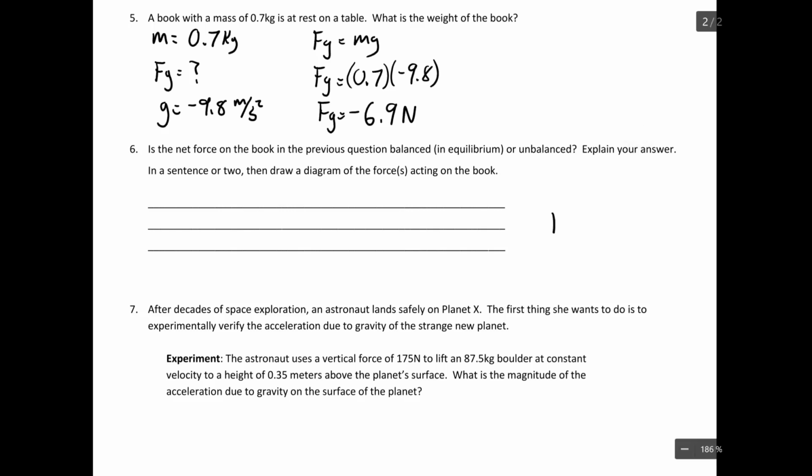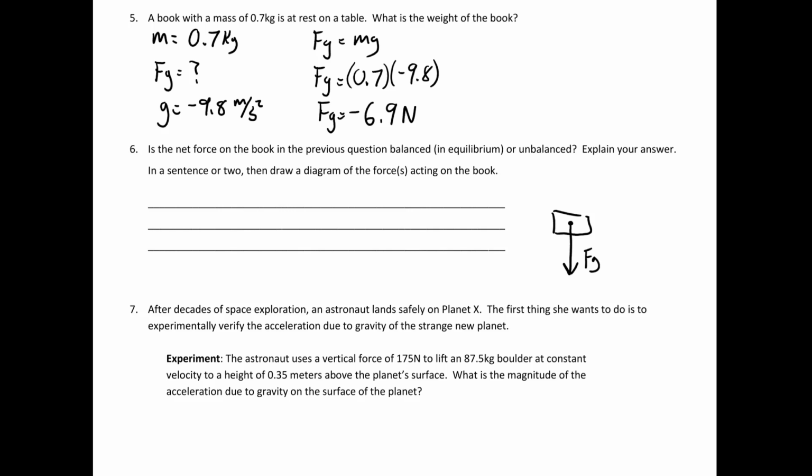So let's draw the free body diagram. Here's the book. What direction is the weight acting? The force due to gravity is acting downward, Fg. Well, now if that's the only force acting on this book, it looks like the net force would be down and the book should be accelerating downward through the table, but it's at rest. It's at rest on the table.